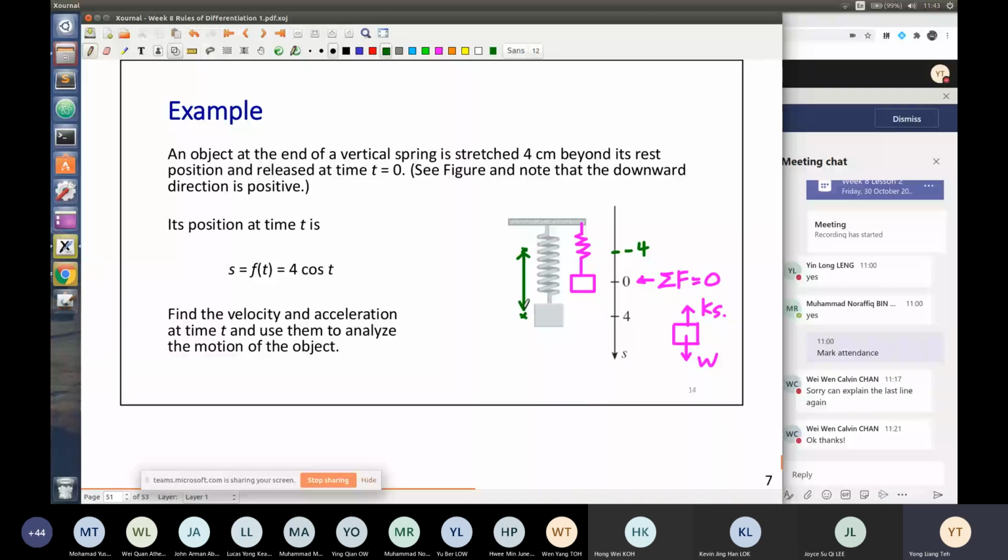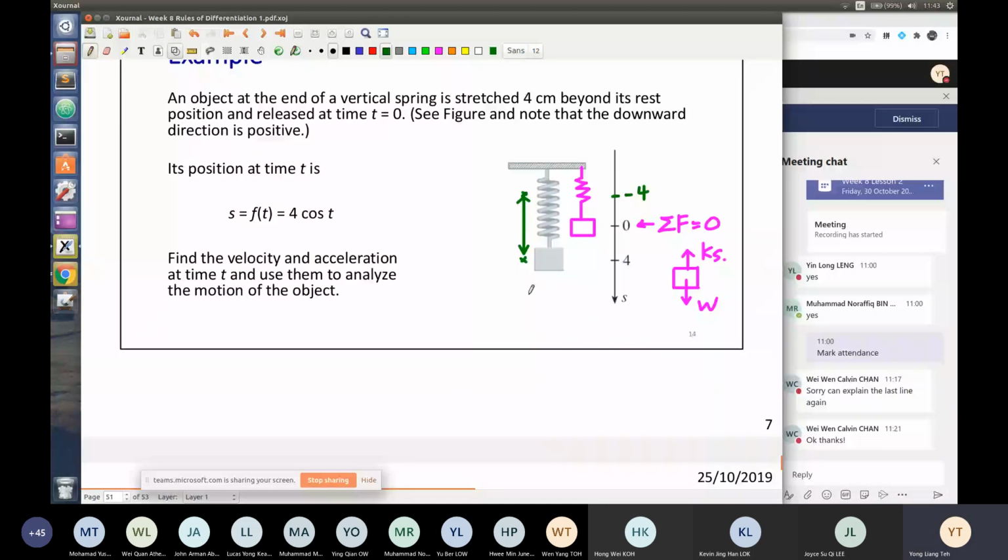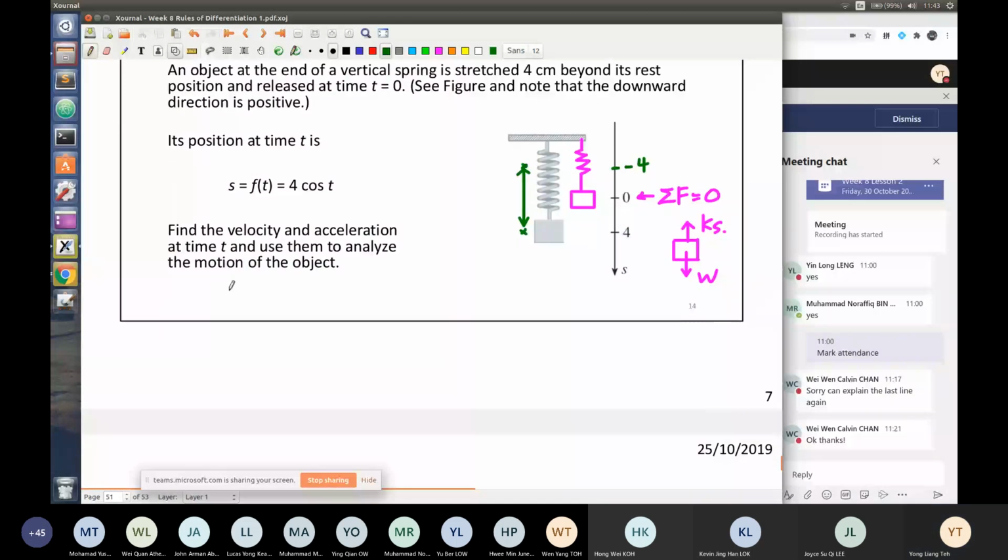So hence, because of this vibrational motion, we have this 4 cosine theta, and this 4 cosine theta must agree with the vibrational motion here. Let me show you. So the logic here is, let's say we have time t, and this is our s of t. So it writes here s equals f of t, but effectively just s of t, it doesn't matter.